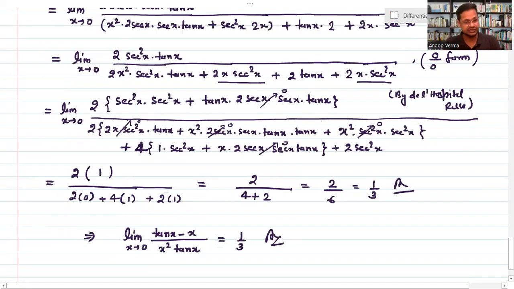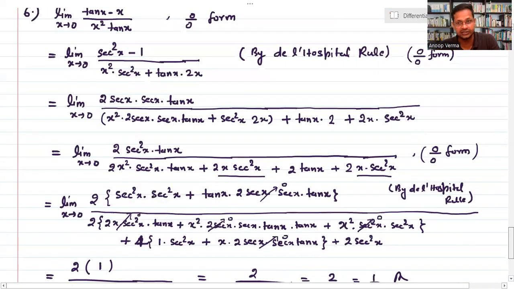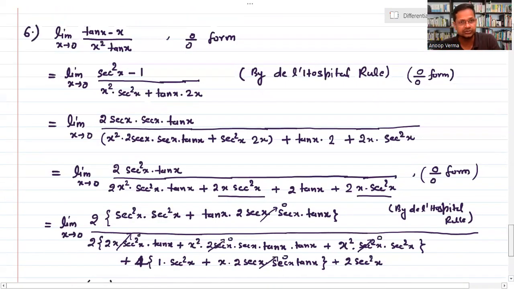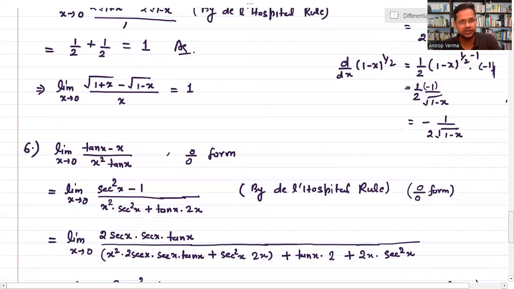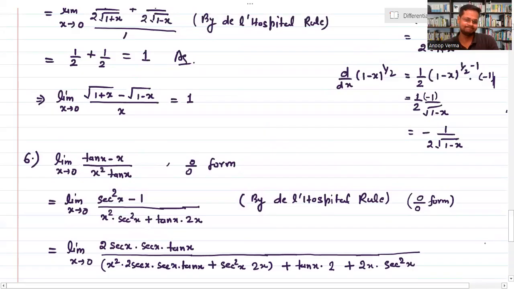Let us check the answer. Yes, the answer is 1 by 3. इसके प्रीवियस में हमारे पास जो क्वेश्चन नंबर 5 है, का जो रिजल्ट आ रहा था वो जीरो आ रहा था। लेट अस सी, जीरो, limit is 1. 5 में आंसर जीरो दिया हुआ है, कैसे जीरो हो जाएगा?